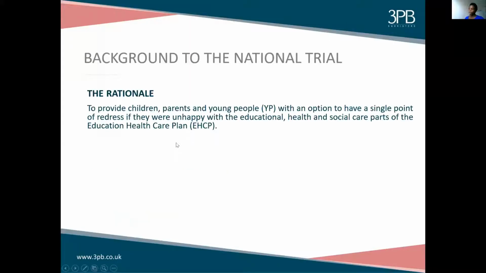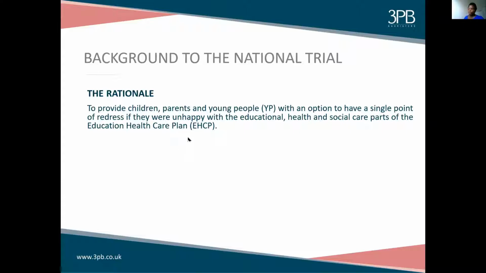So if we're looking at the background to the trial, what I've said is the rationale, so the reasons behind starting the national trial were just as I have set out on the slide there. It was created to provide children, parents and young people with that option to have a single point of access to challenge and resolve the educational, health, and social care parts of the education healthcare plan, where previously it had only really been in relation to educational aspects.